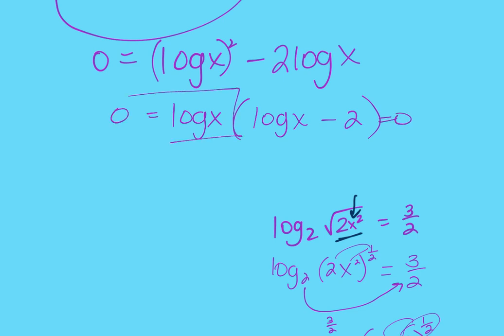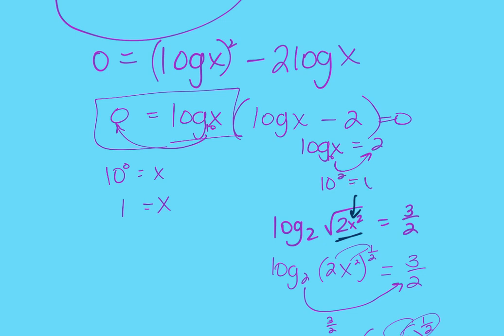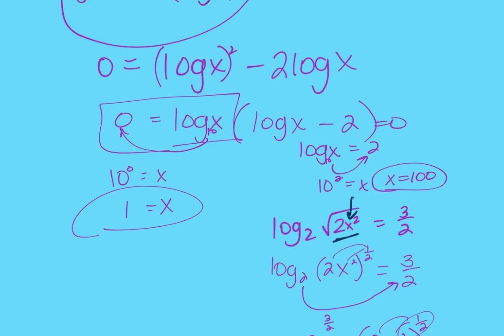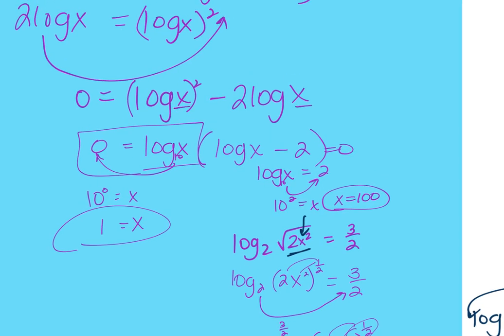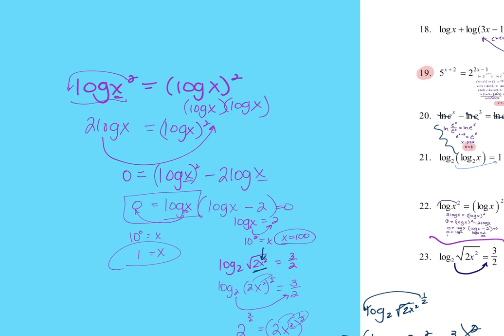So log of x equals 0 would be 10 to what power? Or 10 to 0 equals x, which is 1. And then log of x equals 2, and this is still 10. 10 squared equals x, and that would be 100. So my two answers are 1 and 100, and they would both work. When you plug them back in, you can find log of 1 and you can find log of 100.